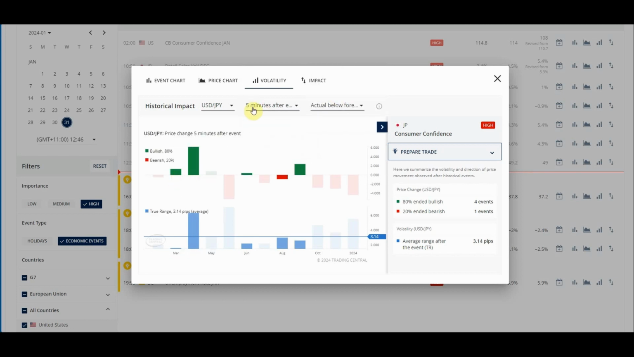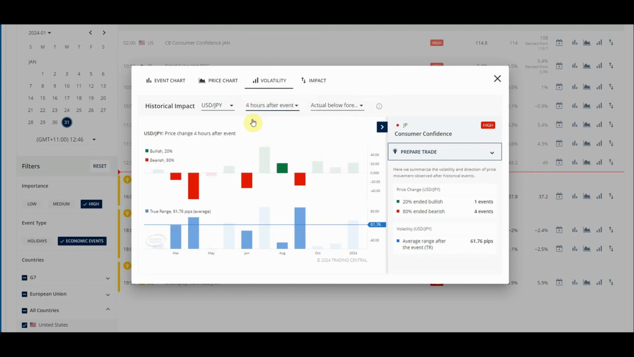So a push up in the first 5 minutes. Have a look at the 4 hours, and then over the period between the first 5 minutes and the next 4 hours, the market tends to drop. So using the forecast versus actual filter, we can clearly see what happens at each time interval following this event. So it makes it quite easy. So 80% ended bearish. It makes it very easy to map out a bit of a plan, at least.